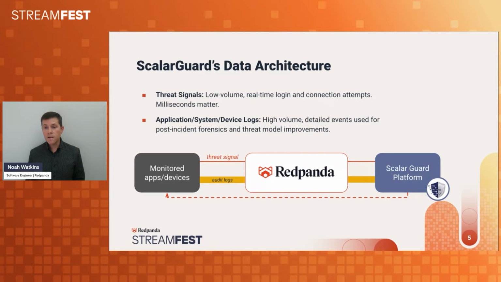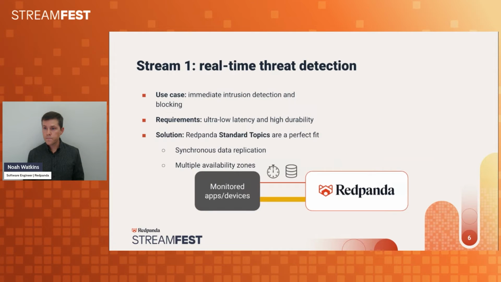On the other hand, ScalarGuard captures everything else in forensic audit logs. These logs originate from the applications and devices being monitored. This audit log is massive. It's a high-volume stream of every single action, and it's invaluable for the analysis after a breach has been contained. Let's take a look at these two streams in more detail.